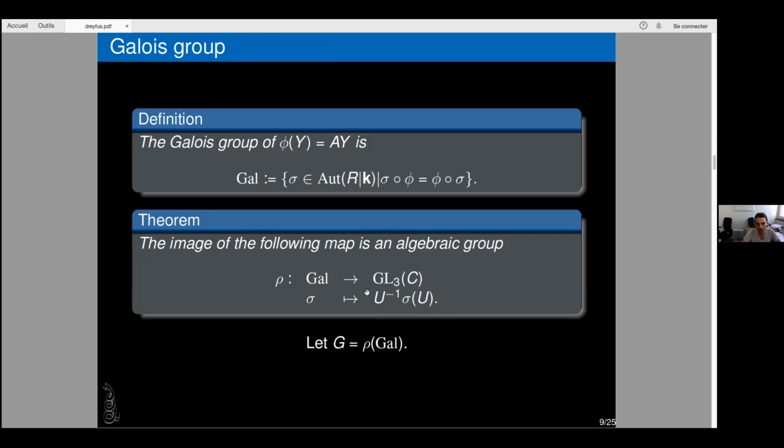So this matrix has coefficients in GL3 of C. So it's a presentation of the Galois group inside GL3 of C. But the non-trivial fact is that the image is an algebraic group, so it's defined by algebraic relations. And this algebraic group will measure the size of the Picard-Vessiot extension, the algebraic size. So the bigger your Galois group is, the fewer algebraic relations you find among the solutions.